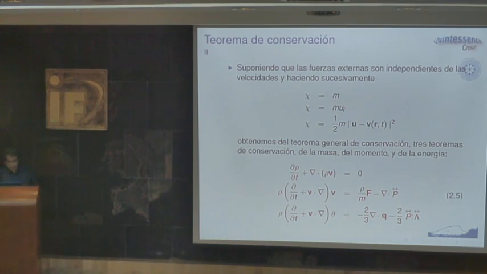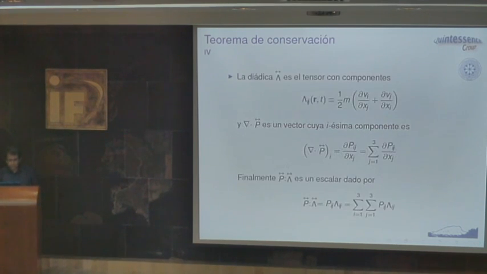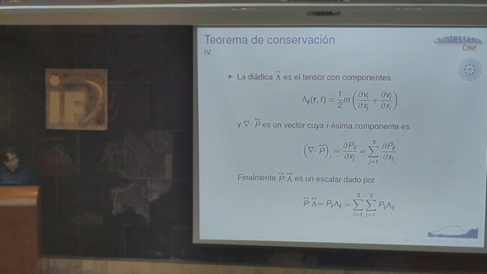In particular, we have terms like the typical viscosity terms. And these are the definitions. This is the velocity field, this is the density field, and so on. And this is the kinetic temperature, given in terms of the same average. And this is the flux vector. So instead of solving the Boltzmann equation, we can solve these derived equations.